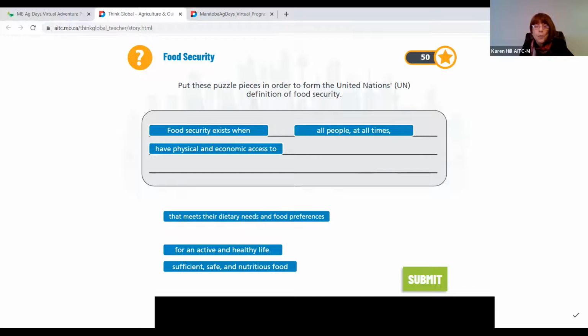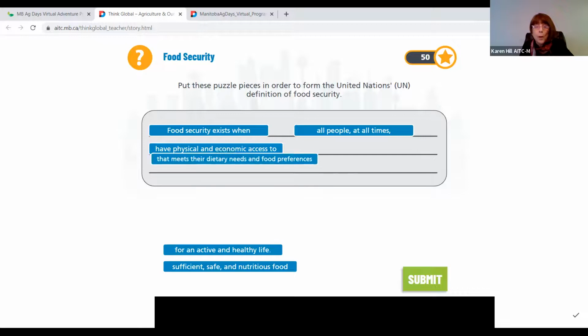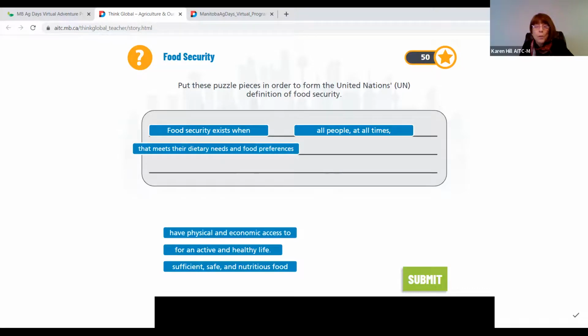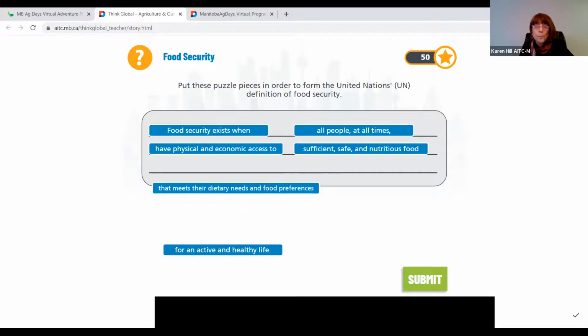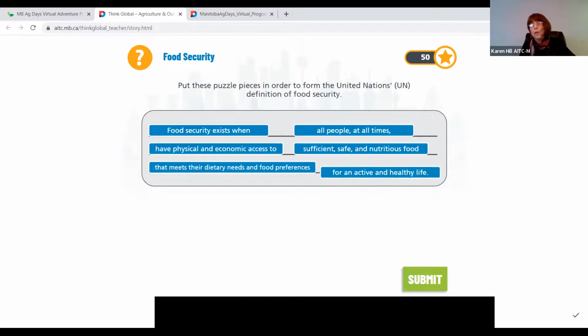Now, if they try to put something in the wrong place, it will fit, but they would get it wrong. Or if they try to put one in the wrong place, it will bump it out. So they can move them around and get them the way they want them. Again, if they get it wrong, they'll get a second chance to try it again before they have to move on.